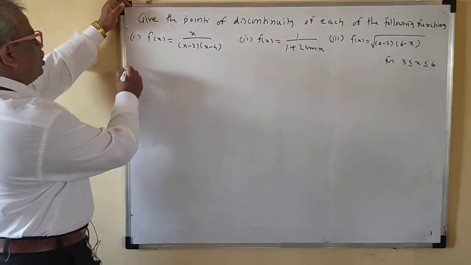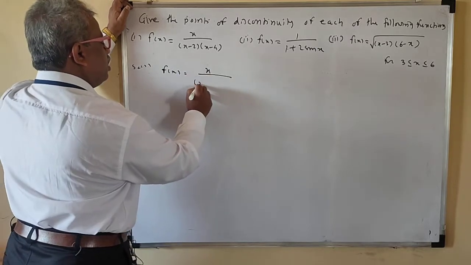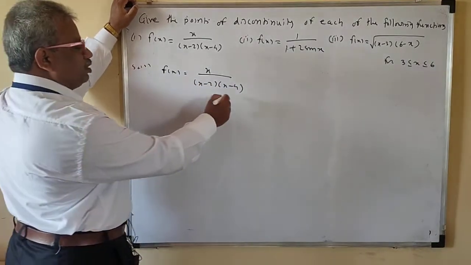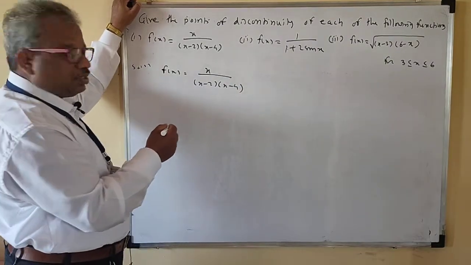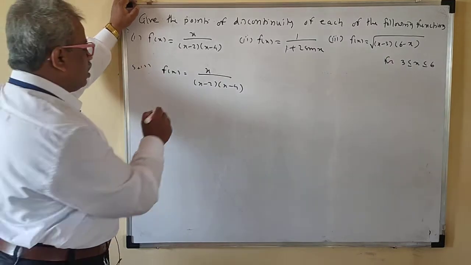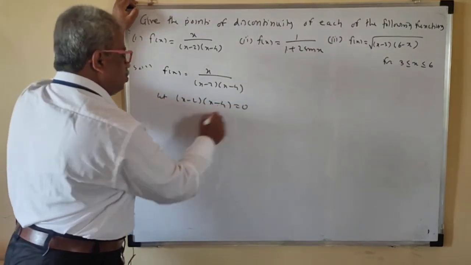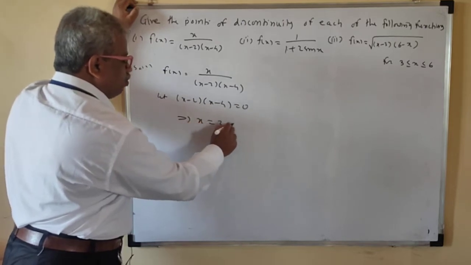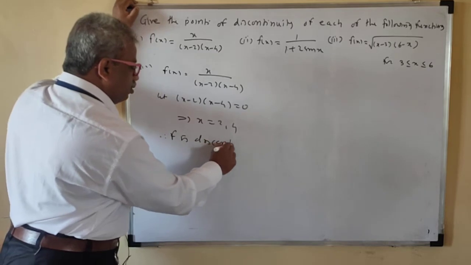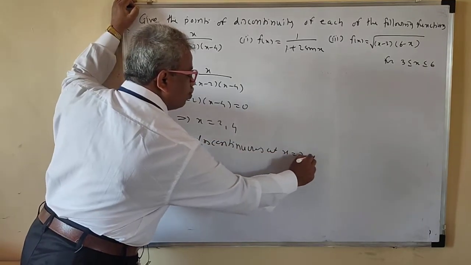Okay, so solution: f of x is equal to x upon (x minus 2)(x minus 4). Now this is a rational function. We know that a rational function is discontinuous at the zeros of the denominator. So we'll let (x minus 2)(x minus 4) is equal to 0. This implies that x is equal to 2 and 4. So therefore f is discontinuous at x is equal to 2 and 4.